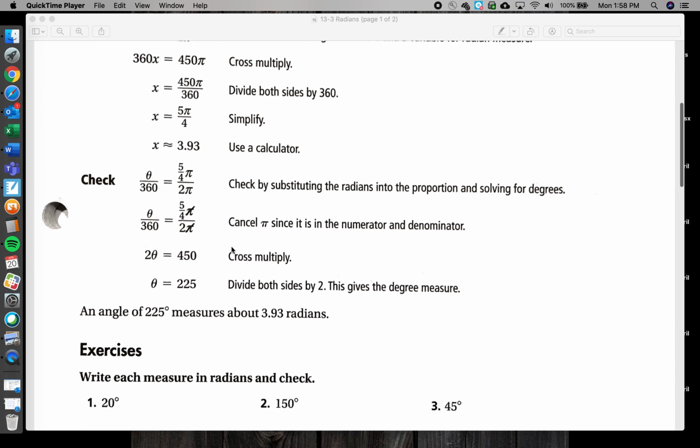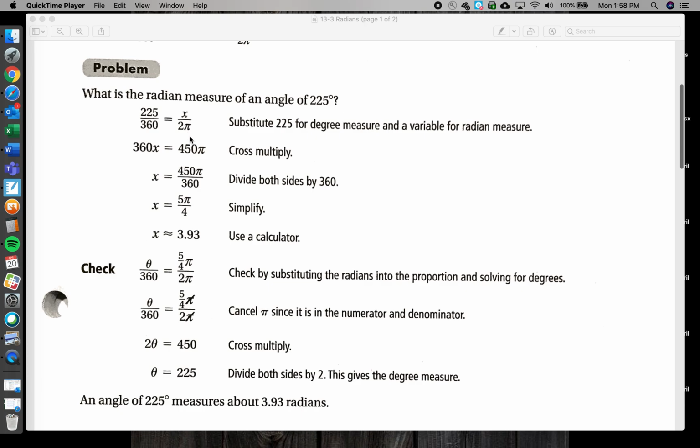So that's the first part. You're just going to be working back and forth between these two. Sometimes you'll be given radians, other times you'll be given degree measures, and you're just working your way back and forth between those two. Remember, biggest thing, a radian is just an arc length. It kind of deals with circumference.